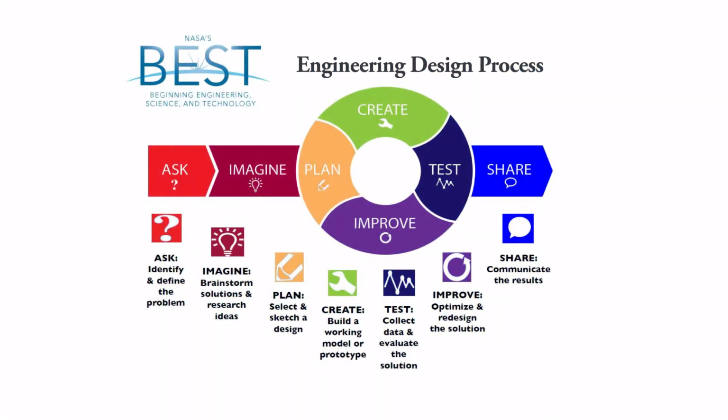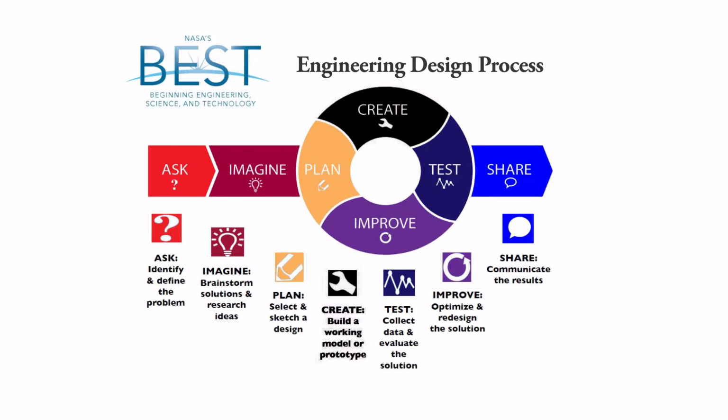In this activity, students will use the engineering design process to design, build, and test a device that can take a core sample from a potato or modeling clay. The first step is ask: identify and define the problem. The next step is to imagine, which means to brainstorm ideas and solutions. The next step is to plan: select and sketch a design. After you plan your design, you create or build a model or prototype.